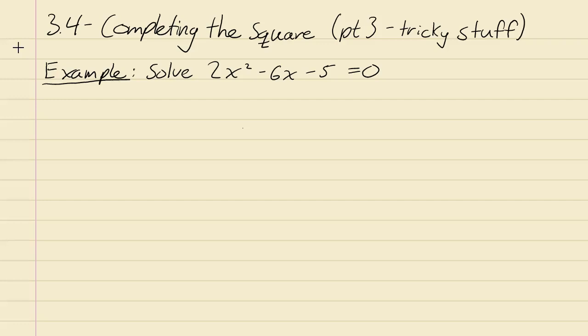Hello, here we go with section 3.4, part 3, where we're going to do trickier stuff. Completing the square where we have something like 2x squared instead of just x squared. It makes it trickier. So, first thing we're going to do is the same thing as before, just get the constant on the other side without the x, so that both of the x terms are alone on one side.